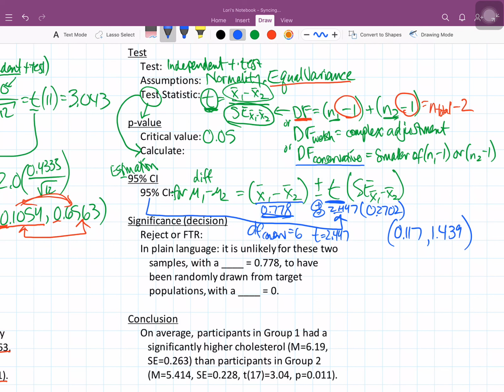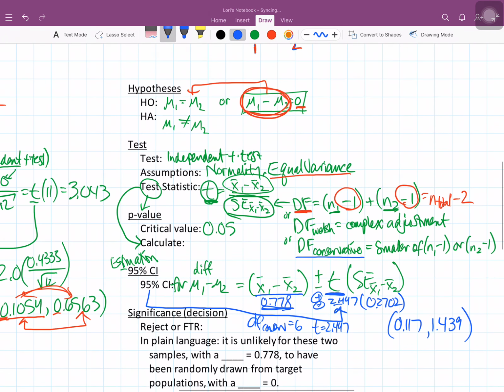The thing to notice specifically is that our null hypothesis is that the difference is equal to 0. This range between those two values does not include the number 0. So we are 95% confident that the difference between those two values does not include 0.